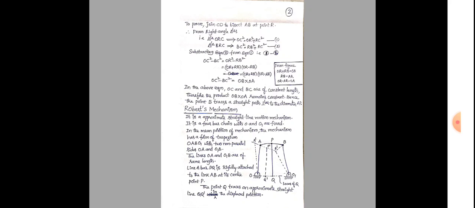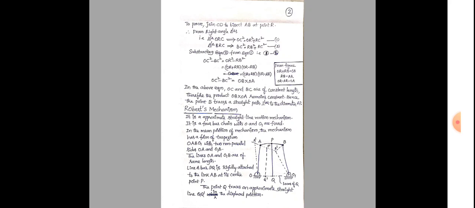OC is equal to BC. OC and BC are of constant length, right? Therefore, the product OA into OB remains constant. So on the left hand side, OC and BC are of constant length, no change in the length. Both are of the same length or constant length. Therefore, the product OA into OB remains constant.